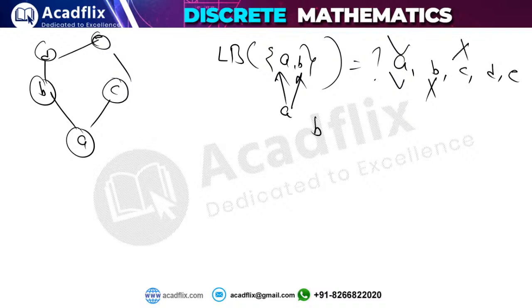C is not a lower bound because C is not related to B. D is not a lower bound because D is not related to B. E is not a lower bound because E is not related to B. Remember, B is related to E, but E is not related to B. Okay, so remember this thing, because in a Hasse diagram, all the arrows go upward.